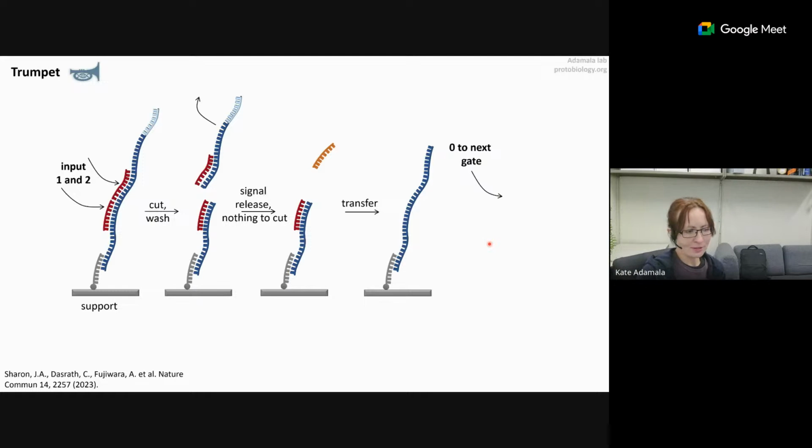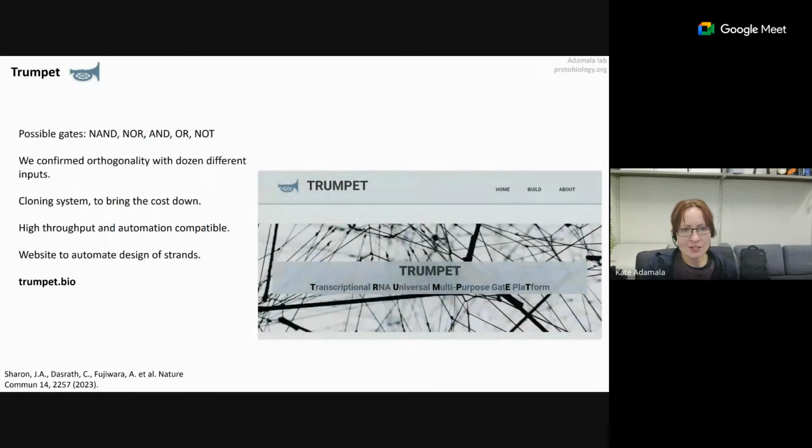And for the sake of time, I'm not going to go through a ton more data, but we've shown that you can layer those gates. We've shown that you can have all the universal types of gates encoded in the TRUMPET systems. We've shown NOR, OR, NOT, and NAND gates. That's a mouthful. We also developed a cloning system to bring the cost of the whole thing down. We showed that it's orthogonal, and it seems like every project must have a website these days. So we have a website where you can go design your gates.